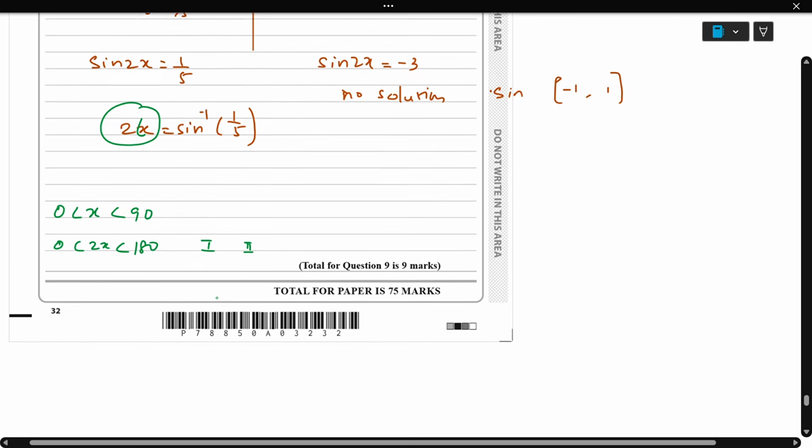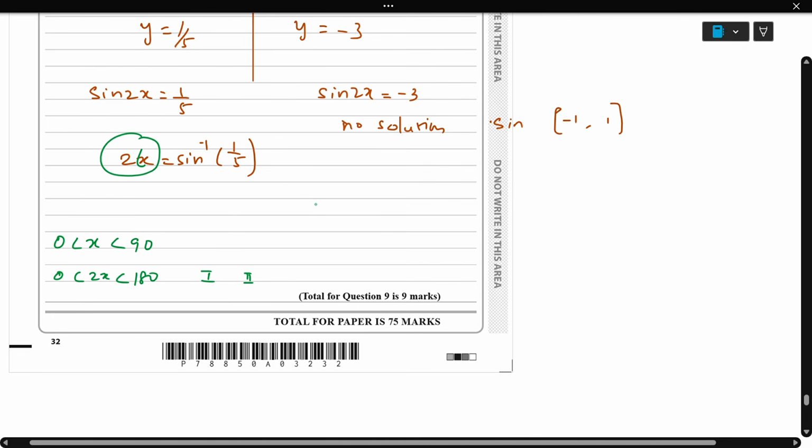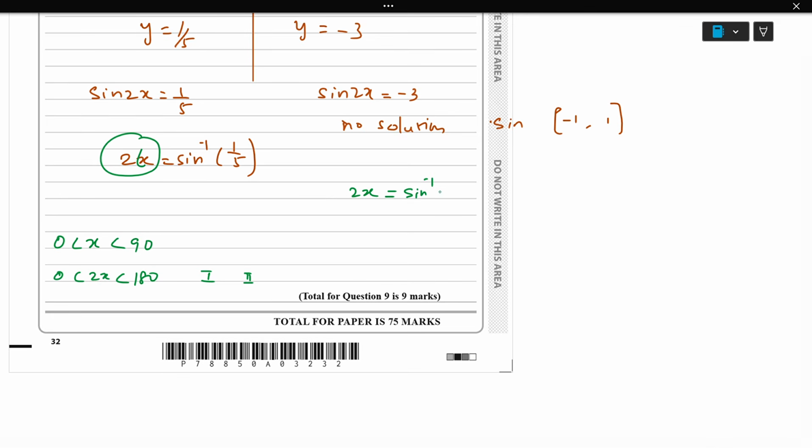So the first one is 2x equals sine inverse of 1/5, and the answer is 11.537, which is equal to 2x. So x equals 5.7684. The final answer, they said one decimal place, is 5.8 degrees. This is the first solution.